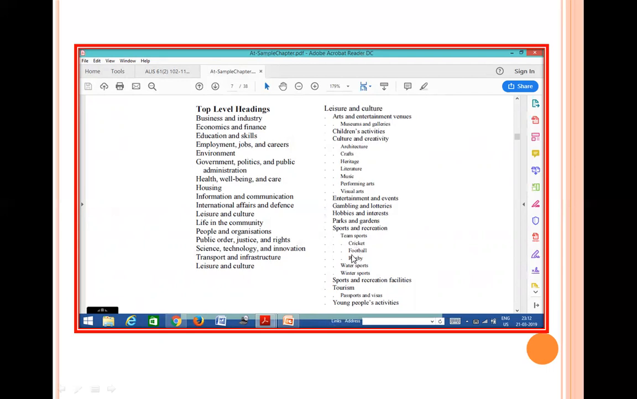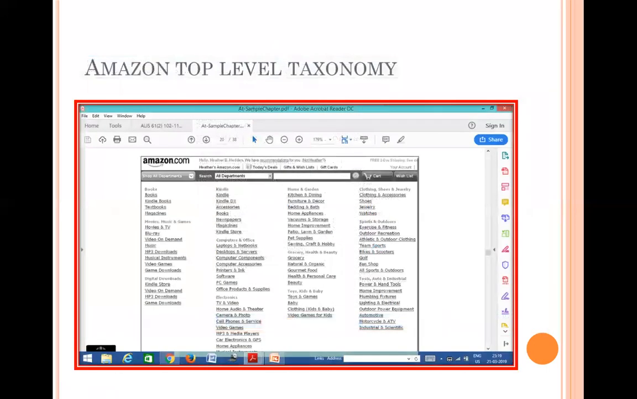If you take this particular item called football, it has a broader term called team sports. If you take team sports, the broader term for team sports is sports and recreation. The narrower terms for team sports are cricket, football, rugby. So this is how taxonomies are arranged.